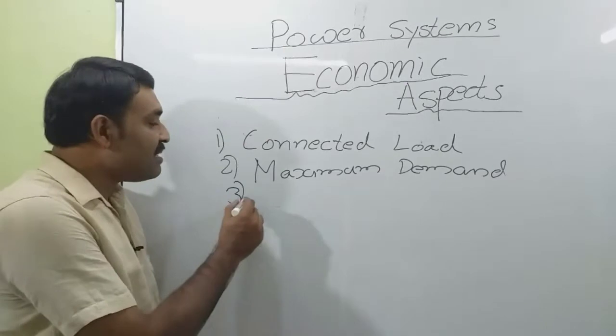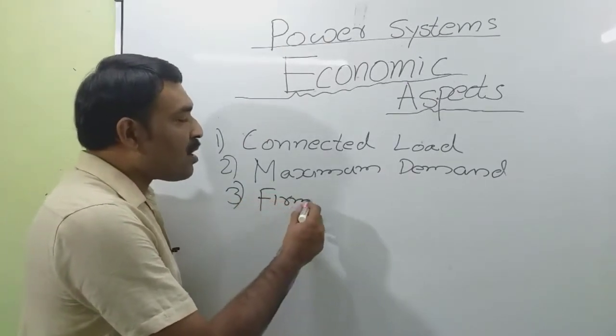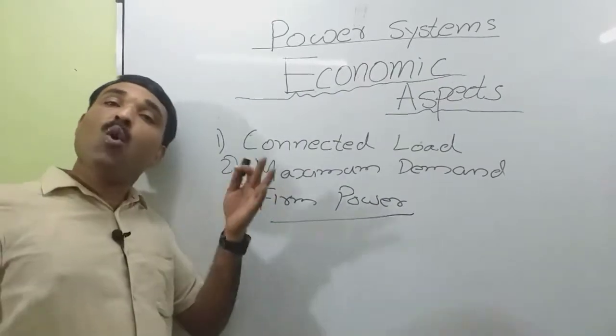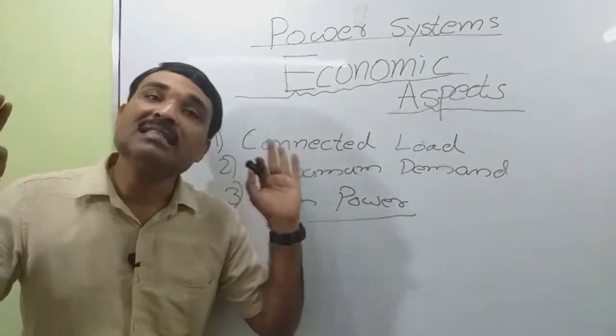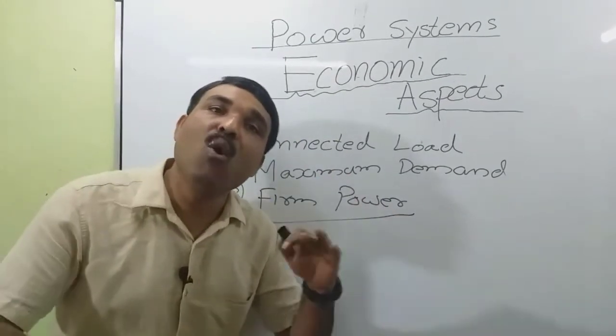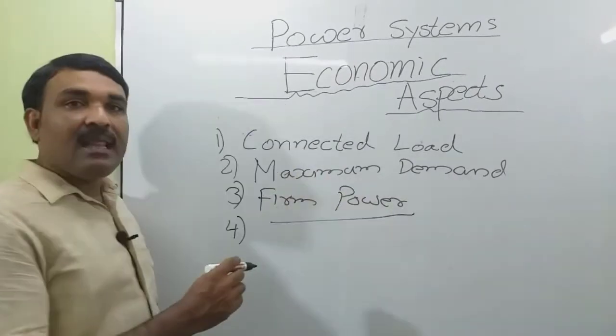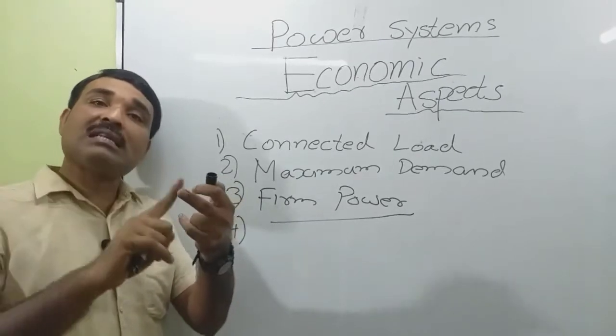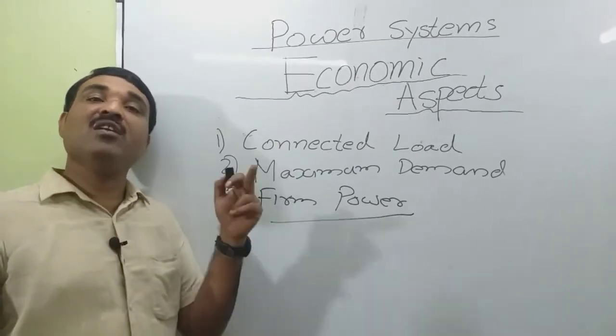Then the third term is firm power. Firm power is a power that is always available, or it is a power intended to be always available. Then we have to discuss various reserves: cold reserve, hot reserve and spinning reserve one by one.